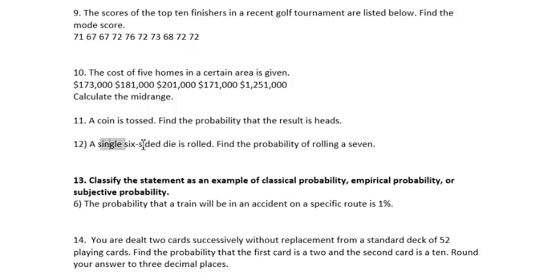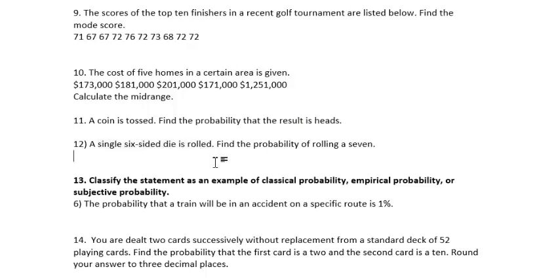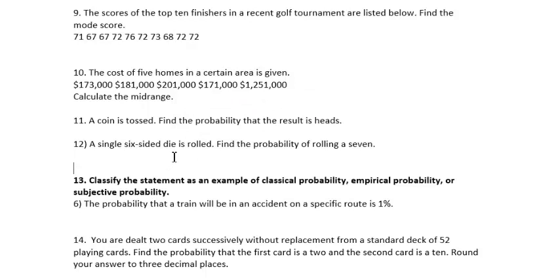Okay, a six-sided die is rolled. Find the probability of rolling a 7. Well, a 6-sided die only has 6 sides. So the probability of rolling a 7, there are 6 possible chances, but none of them are a 7. So the answer is 0 out of 6. If they wanted to know what are the chances of rolling a 1, it would be 1 out of 6.